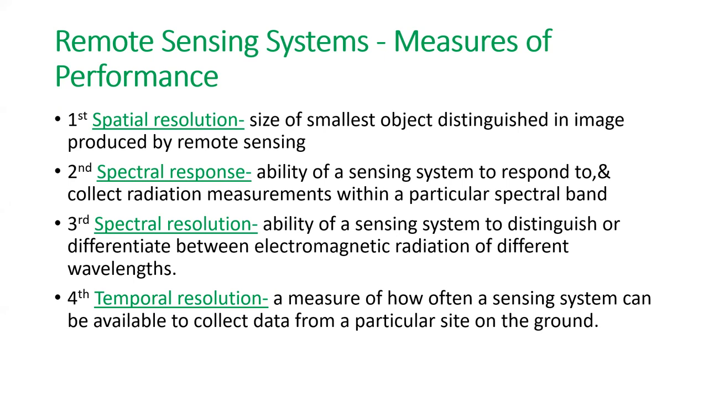Temporal resolution is a measure of how often a sensing system can be available to collect data from a particular site on the ground. For example, we have satellites. When you have a stationary satellite, it can probably provide data over the same place every day. But sometimes you might have asynchronous satellites that are moving around. So maybe it will be passing at least one day, or every 6 days, or every week, or maybe every month. It depends on how it is collecting. And even if you are using a drone, you might decide which day you're going to collect images. You cannot do it every day because it can be expensive. So you need to measure.